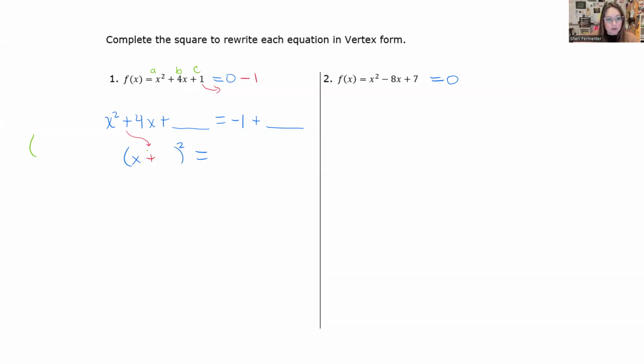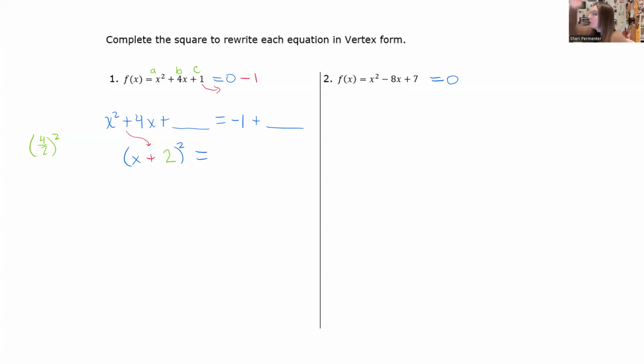So 4 divided by 2 squared. B divided by 2 squared. B is 4. 4 divided by 2 squared. Okay, what is in parentheses goes in parentheses. So in parentheses, what's 4 divided by 2? That's what goes right here in these parentheses.